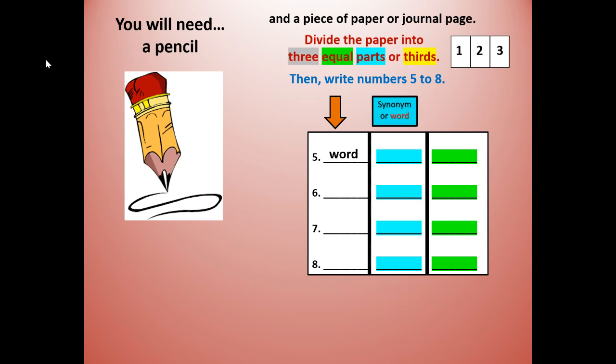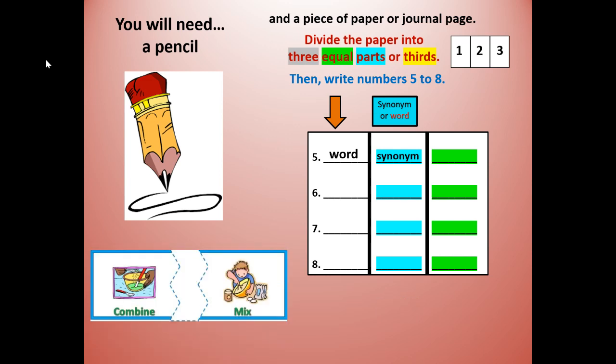And then in the second column, I want you to write a synonym. And what is a synonym? A synonym is a word that means the same or similar. For example, combine is a synonym for mix. If you don't know a synonym and you can't think of one, that's okay. You can write the word again, or you can write a short definition of the word.